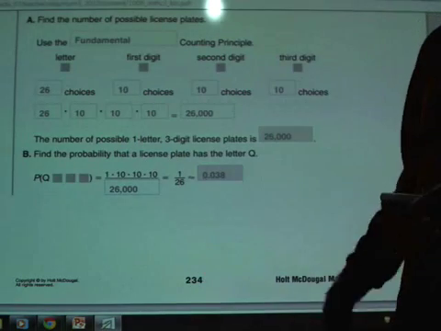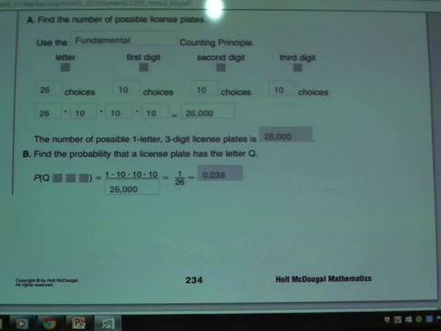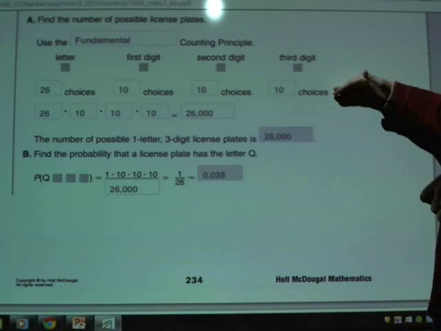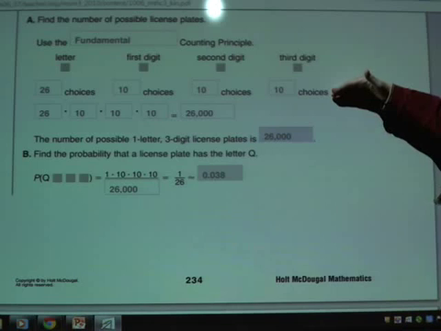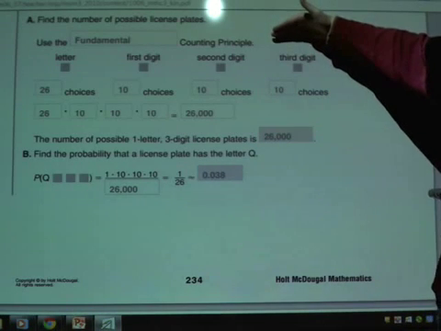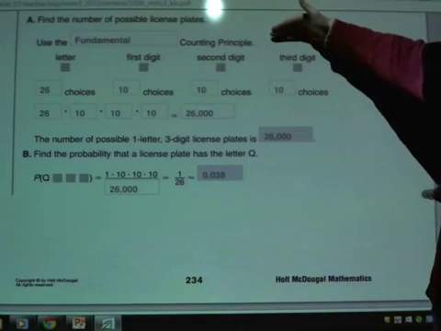Then the next spot can be a digit. When we're talking about single digits, there's 10 options there, 0 to 9. So that's why they wrote 10. The next spot is another digit, so they wrote another 10. And then the final spot is another digit, so another 10. Now, why does that matter? Well, we're going to use the fundamental counting principle to find the total number of possibilities here.